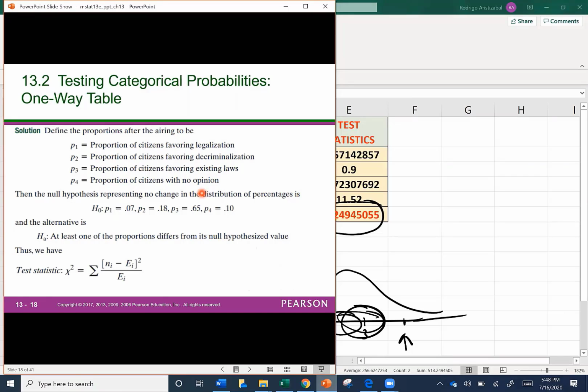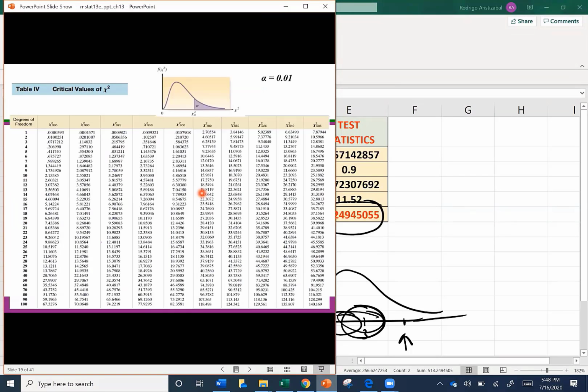That is my test statistic. Remember, this statistic measures how far away my observed value is from my expectation. We need to compute first our expectation in this sample of 500. Then we compute all of this, and we can do this in Excel.